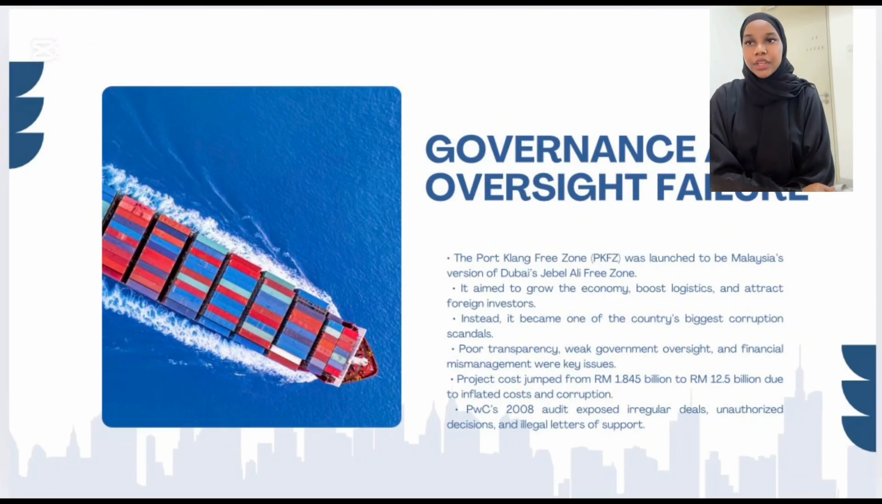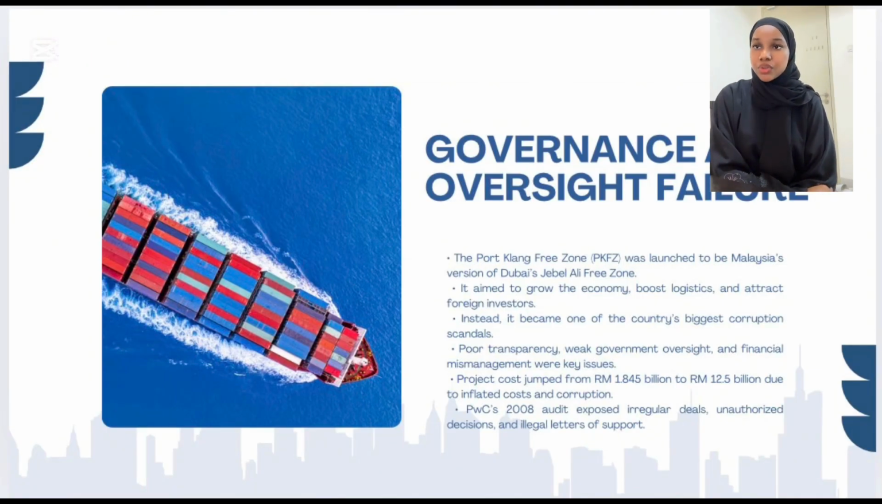On this slide, we're looking at one of Malaysia's biggest governance and oversight failures, the Port Klang Free Zone, also known as PKFZ. Port Klang Free Zone was supposed to be Malaysia's version of Dubai's Jebel Ali Free Zone. The vision was so big: to grow the economy, boost logistics, and attract foreign investors. But instead of becoming a success story, it became one of the country's largest corruption scandals. Why? Because of poor transparency, weak government oversight, and serious financial mismanagement.